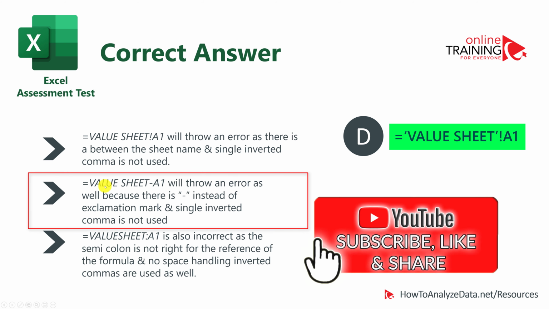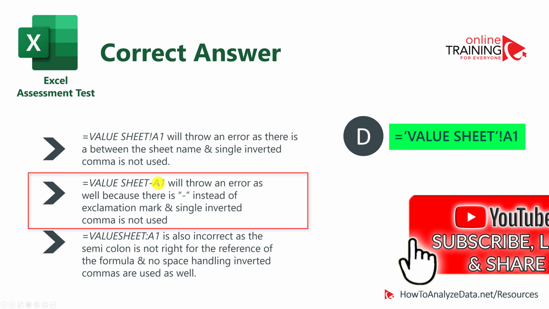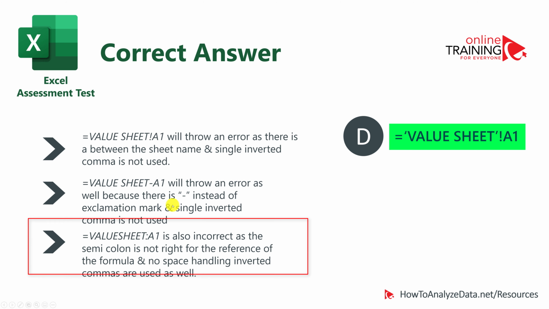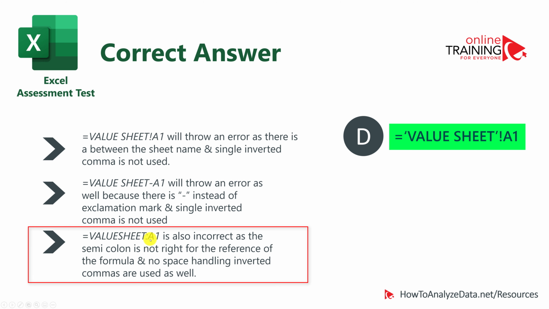This one is just a name, a minus. It's a formula ultimately, but there's nothing here referencing value sheet minus A1, so it's going to be an error. And value sheet without the space, colon A1 is also incorrect because colon is not the right reference to reference the sheet. So I am pretty sure you got this one correctly.